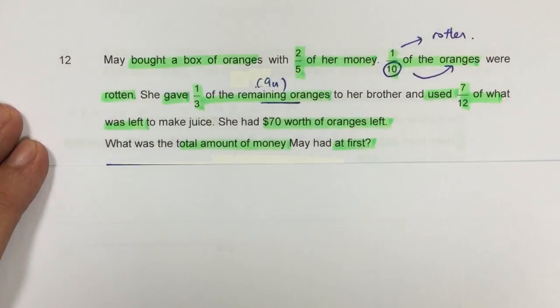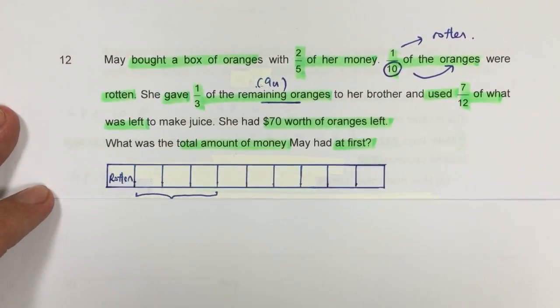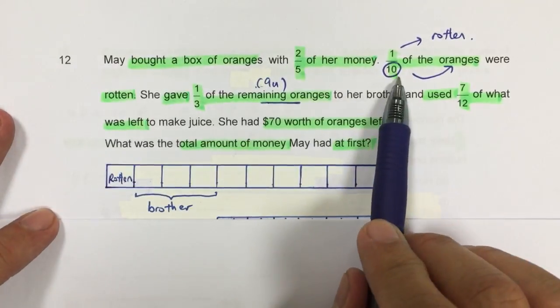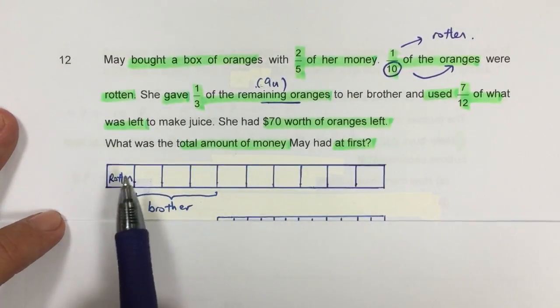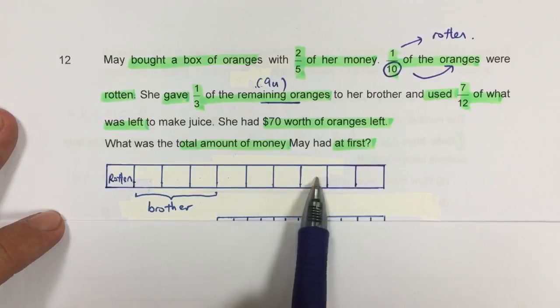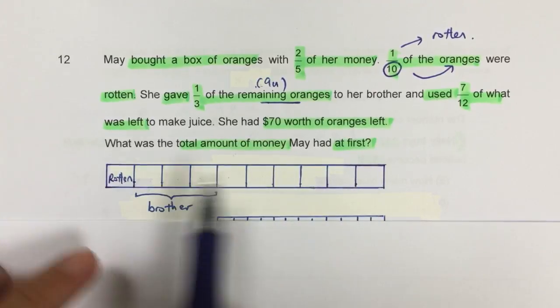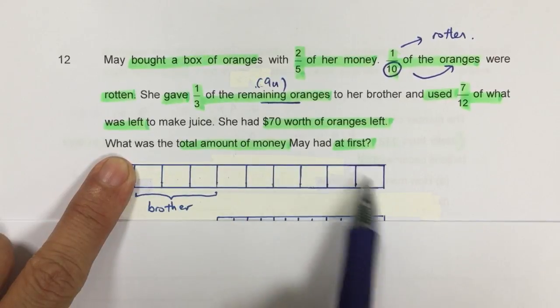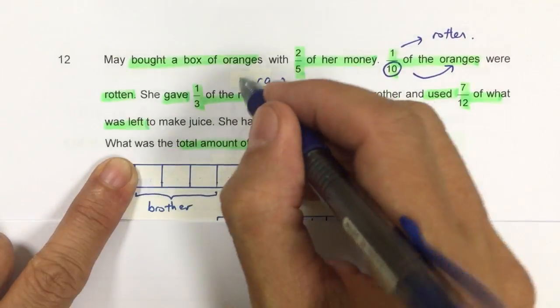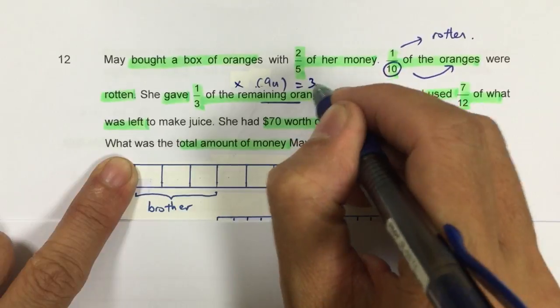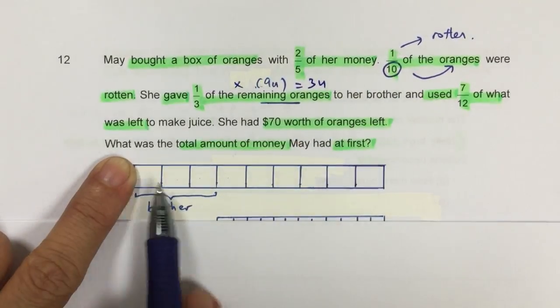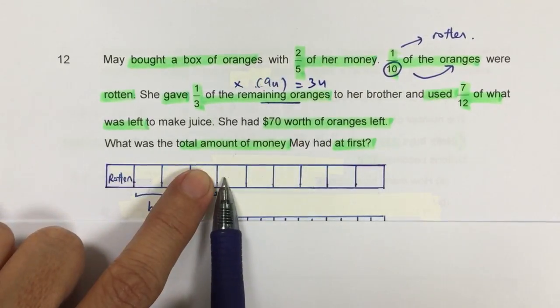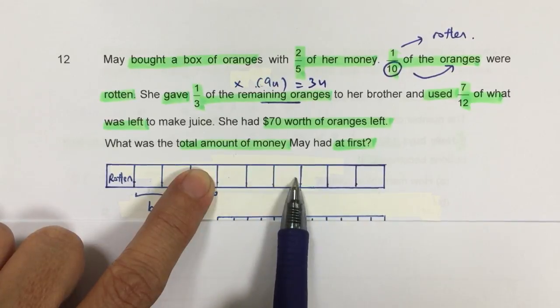What was the total amount of money May had at first? This question is rather complicated. Look at the model. Look at this part here. 10 units of oranges, 1, 2, 3, 4, 5, 6, 7, 8, 9, 10. 1 unit rotten. And she gave 1/3. So remaining is 9 units. 1/3 times 9, I will have 3 units. So 3 units given to the brother. I'm left with 6 units here, 1, 2, 3, 4, 5, 6.